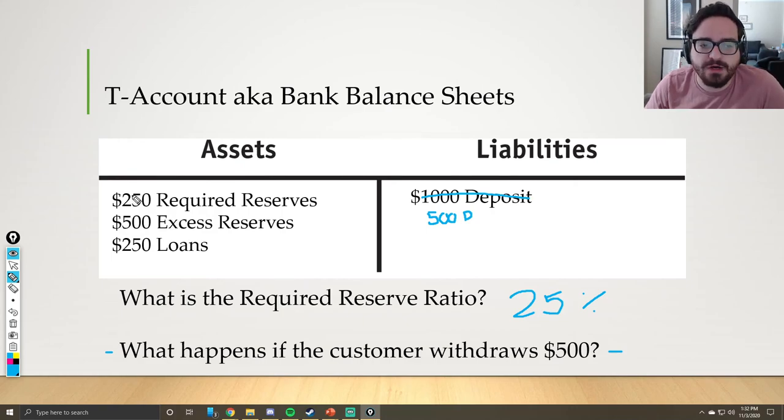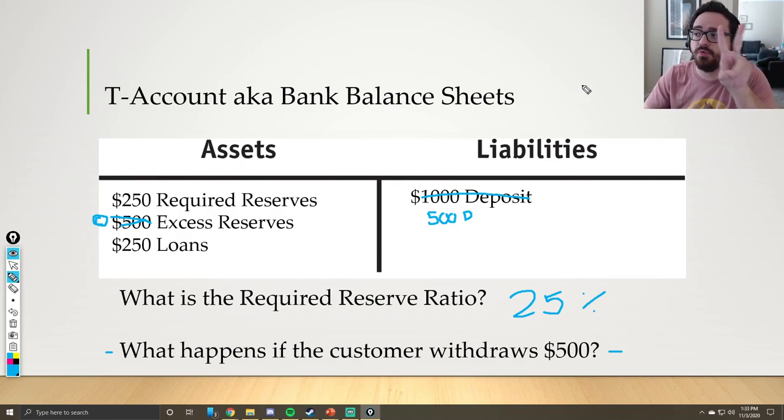Well, probably not the required reserves because they have to hold on to that. It would probably come from the excess. They can't call back this. This money has been loaned out. So like they can't be like, hey guys, you want to give me your loan money back? That's super awkward, not going to happen. So it would drop excess reserves down to zero temporarily. And I say temporarily for one big reason.